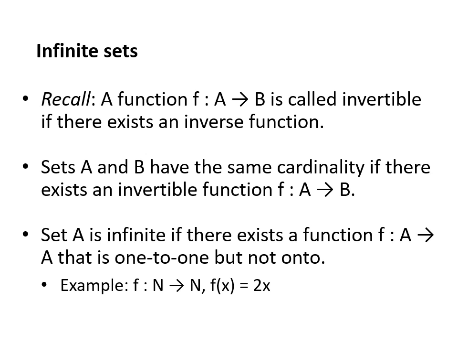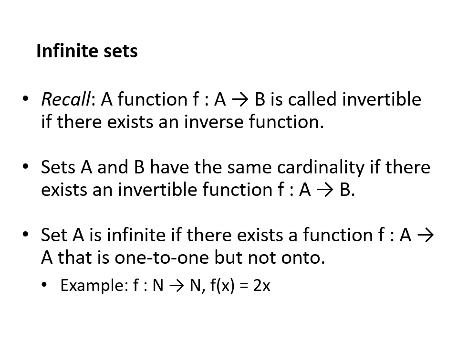If you remember, a function f that maps A to B is called invertible if there exists an inverse of the function, and also if it's both onto and one-to-one. Now, if we connect that to set cardinality, sets A and B have the same cardinality if there exists an invertible function f that maps A to B.